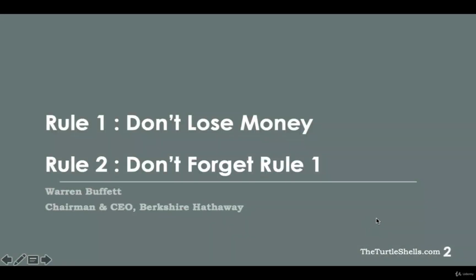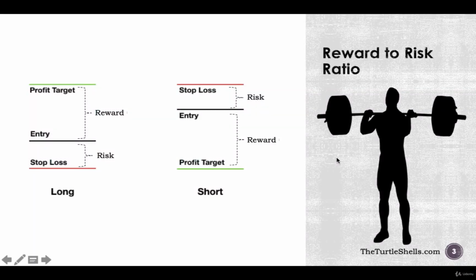Okay. Warren Buffett, chairman of Berkshire Hathaway, the second richest man in the world, says that rule number 1 is don't lose money, and rule number 2 is don't forget rule number 1. So we need to keep in mind that when we come to trade, we must not lose money. And even if we lose money, our gains should be higher than our losses, so that on an average basis, we are making money, not losing money.